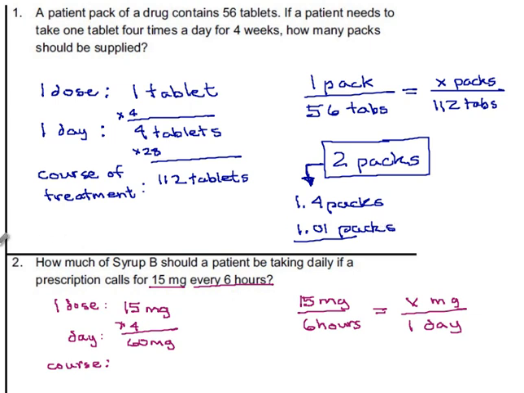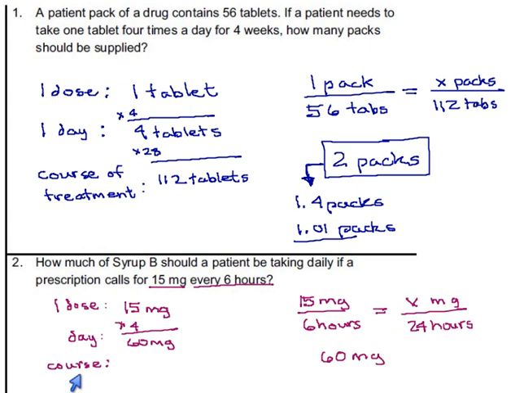What's wrong with that? We've been saying that these units have to match, so milligrams to milligrams is all right, but 6 hours to one day is not so good. These have to be the same unit. Can we make that happen? Is there another way to say one day? You bet there is. One day is 24 hours, and now we're set. Now we have milligrams to milligrams, hours to hours, and now we can cross multiply. 15 times 24 is 360, divided by 6 is 60 milligrams. Same answer we got before.